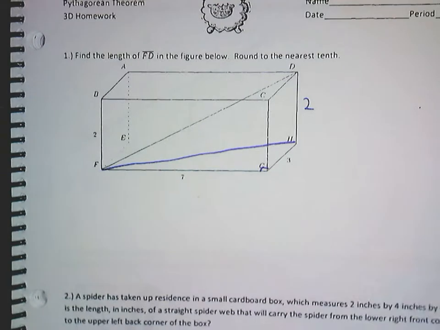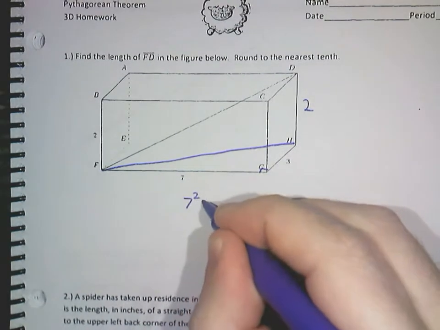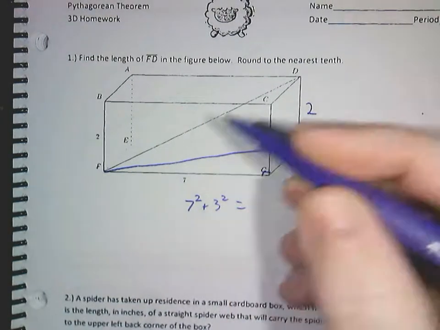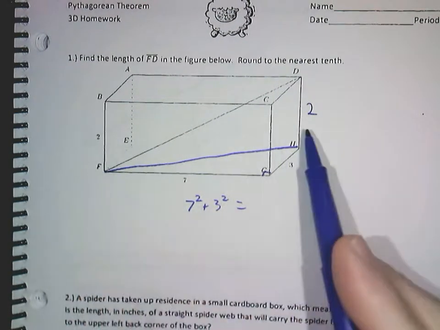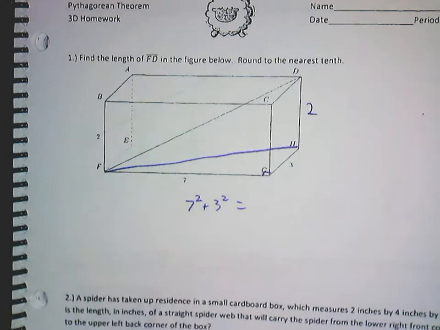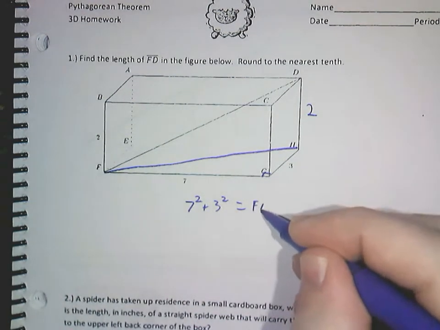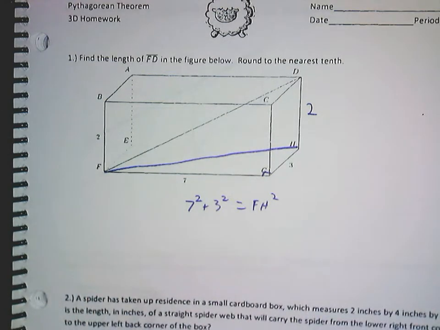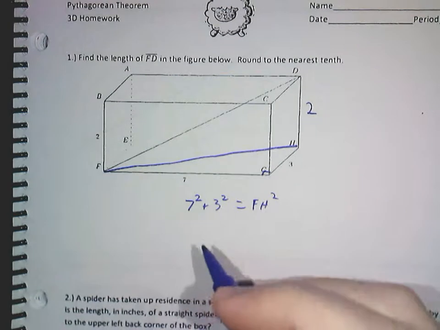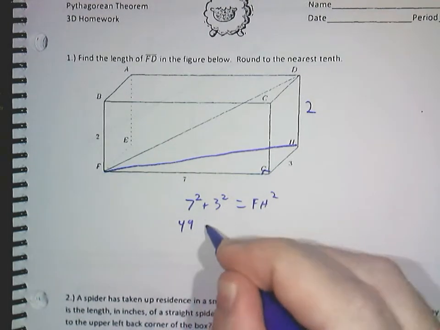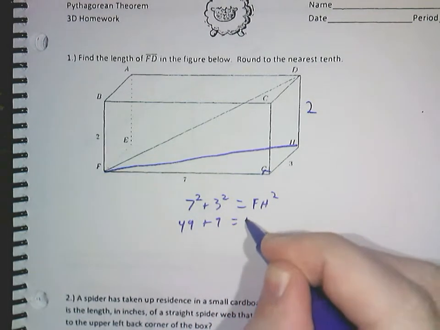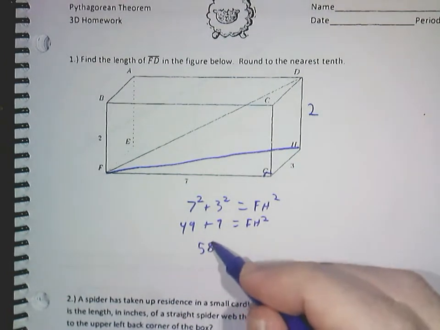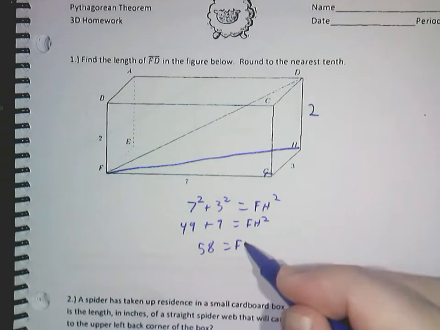Okay, so I have 7 and 3. So it'll be 7 squared plus 3 squared is going to equal, well, I guess I could call it what it actually is, FH squared, because that's the line that goes from F to H. Then I square, I get 49 and 9 equals FH squared. Add them together, and I get 58 is equal to FH squared.